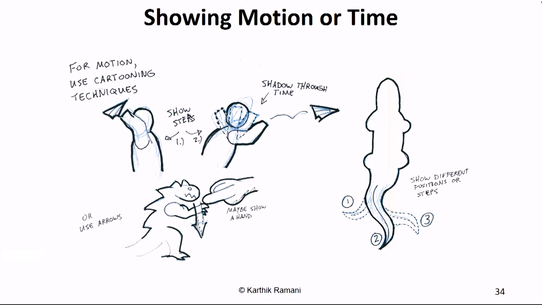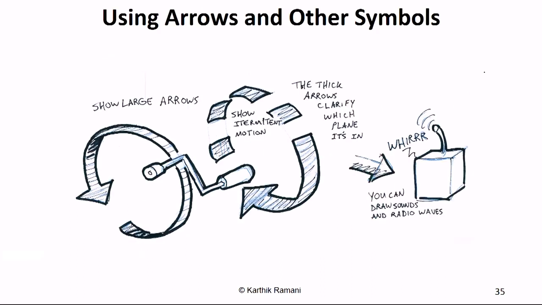And in this case, showing different positions or steps of the tail of a lizard or a toy, whatever it may be. So using arrows and other symbols, you can thicken them. You can show different types of motion directions, and also you can illustrate it with some other symbols and annotations around. For instance, drawing sounds or radio waves. You can do a lot of these things.